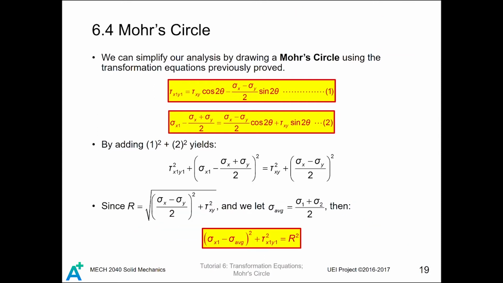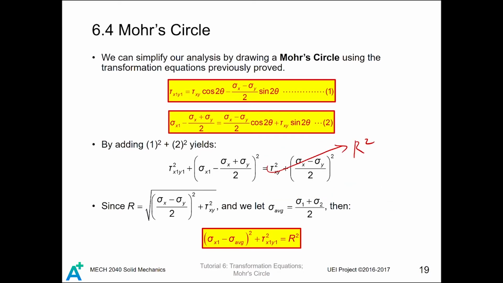Then, after a lot of simplification, you have tau x1y1 squared plus sigma x1 minus sigma x plus sigma y divided by 2 squared equals tau xy squared plus sigma x minus sigma y divided by 2 squared. So here, this right-hand side is just r squared, okay?